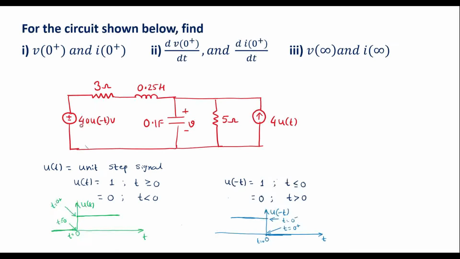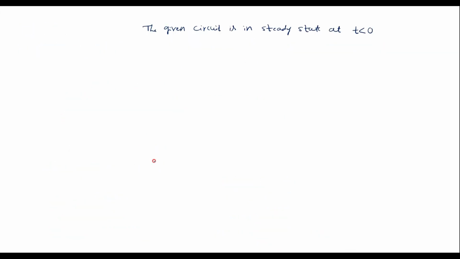Therefore, the voltage source will be 40 because u of minus t value is 1 as we are considering t less than 0. Similarly, here we have the current source 4 u of t. The value of u of t is 1 for t greater than or equal to 0, but now we are considering t less than 0. Therefore, the value of u of t here will be 0. So when the current source value is 0, it means that it acts like an open circuit. Now I will draw the equivalent circuit for t less than 0.